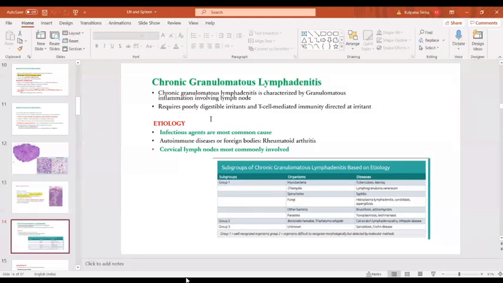Now coming to chronic granulomatous lymphadenitis. It is characterized by granulomatous inflammation involving the lymph node. So there is an irritant and there is T cell mediated immunity. The most common cause of chronic granulomatous lymphadenitis is infectious, and it can also be autoimmune or foreign body, like rheumatoid arthritis, which is a very important cause. The most common lymph node involved is cervical. Other causes can be tuberculosis, leprosy, syphilis, cat scratch, sarcoidosis, Crohn's disease, etc.